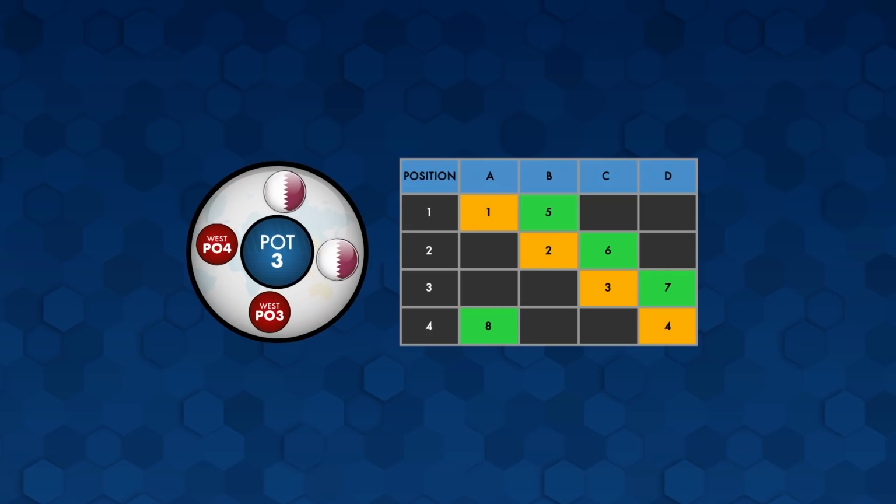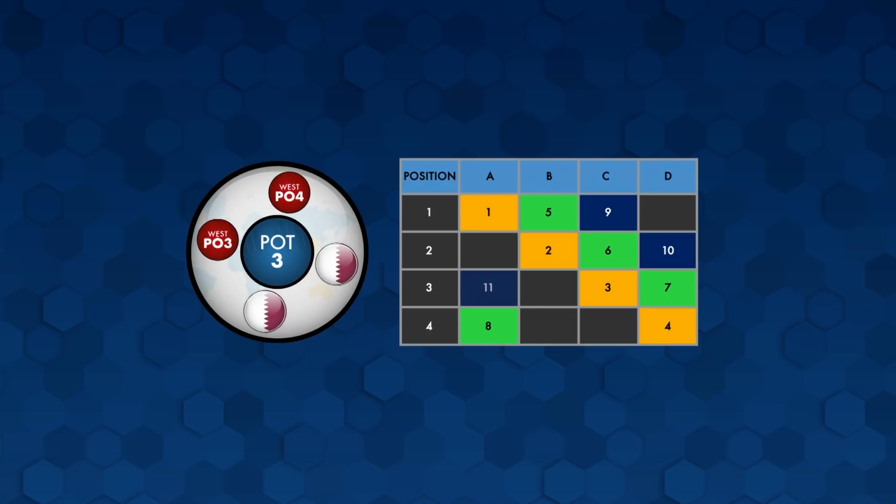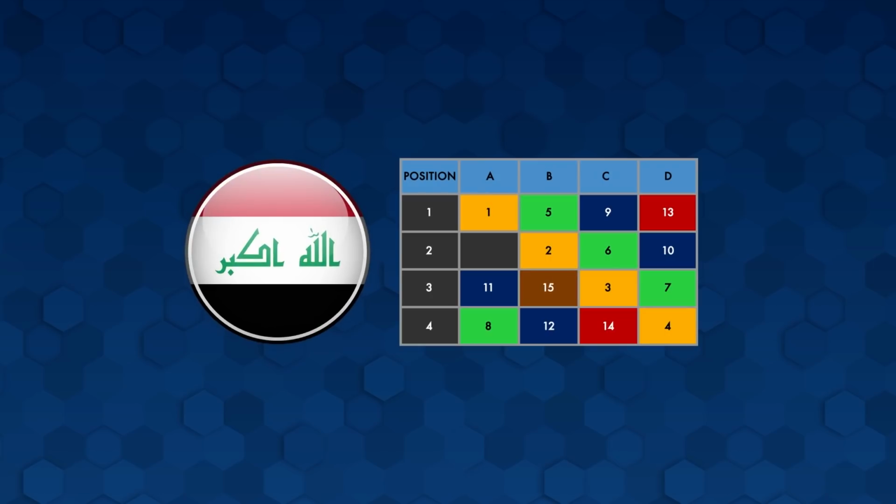First drawn club from Pot 3, Qatar, will go to position C1, second drawn in D2, while the winner of playoffs 3 and 4 will be drawn into positions A3 and B4. First drawn club from Pot 4, Iran, will go to position D1, while second drawn clubs will go to position C4 respectively. Based on draw principles, Uzbekistan League champion will go to the remaining available position in B3, while Iraq League champion will go to position A2 accordingly.